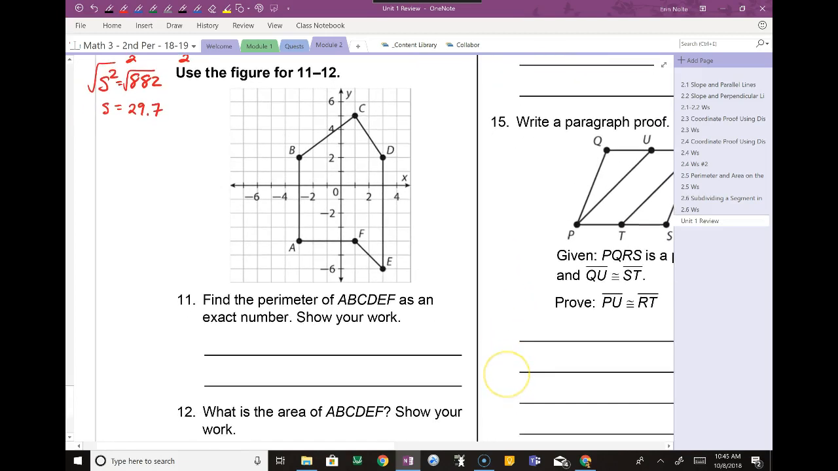Question number 11. So now we have this figure, and it starts out by saying find the perimeter.